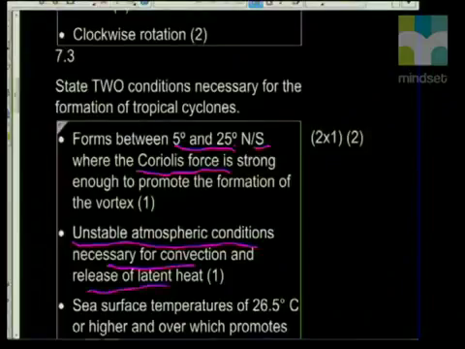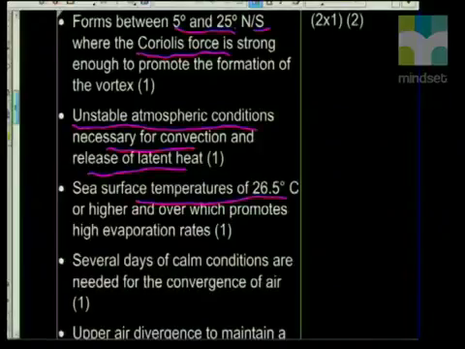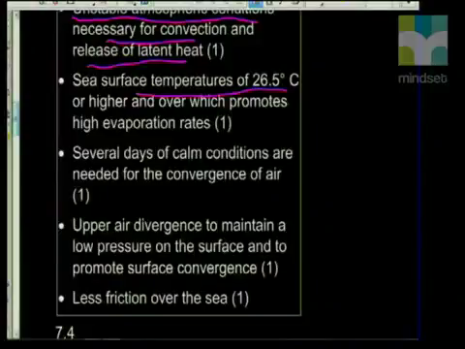For convection to occur, and the release of latent heat as it goes up, it cools, condenses, and therefore forms your cloud cover. But as it condenses, it's giving off heat. Sea surface temperatures above 26.5 degrees, otherwise you're not going to get that well-formed low pressure. Air must be rising all the time in order to get that low pressure.